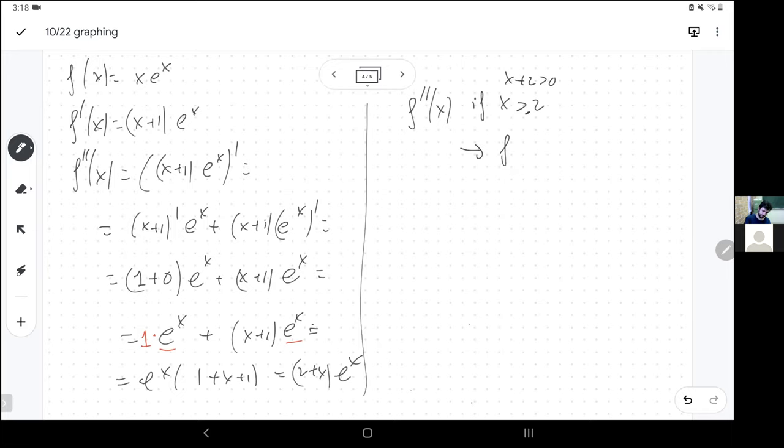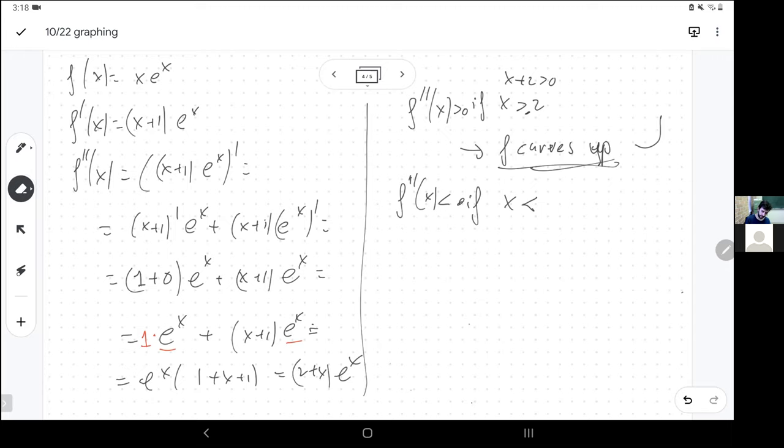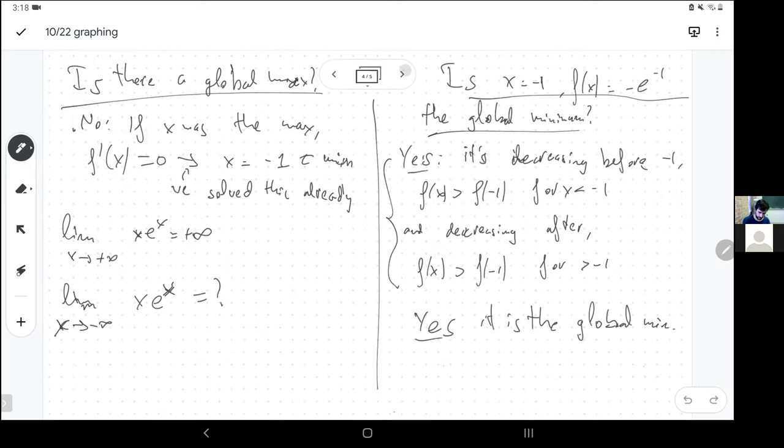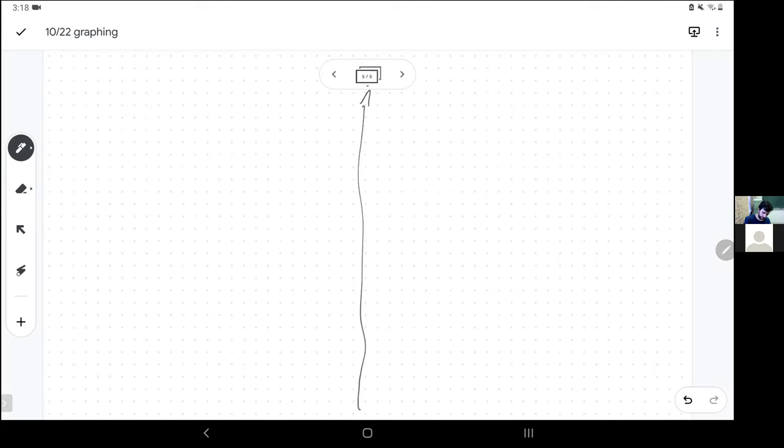And here, f curves up. f double prime is negative if this factor x plus 2 is negative, which means that x is smaller than negative 2. So f curves down for these values. So I should be able to improve my picture with that knowledge.